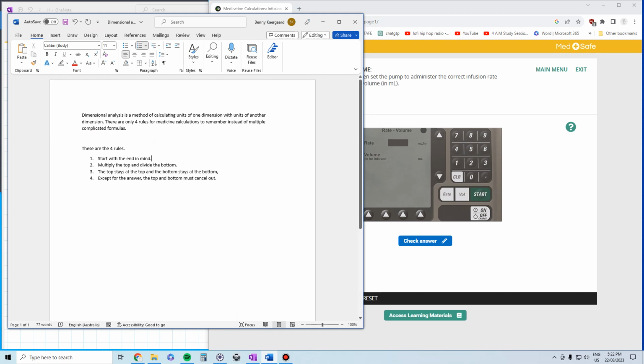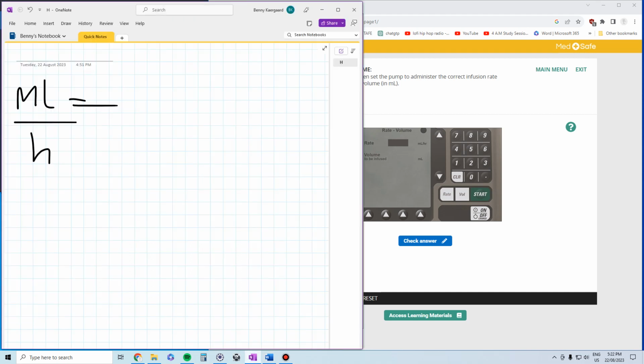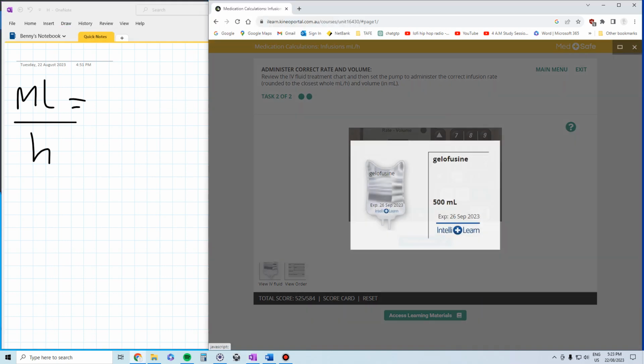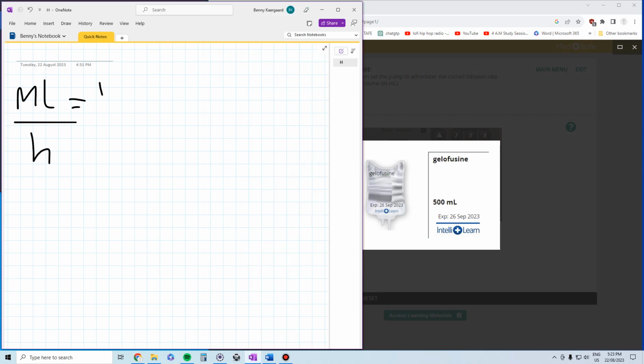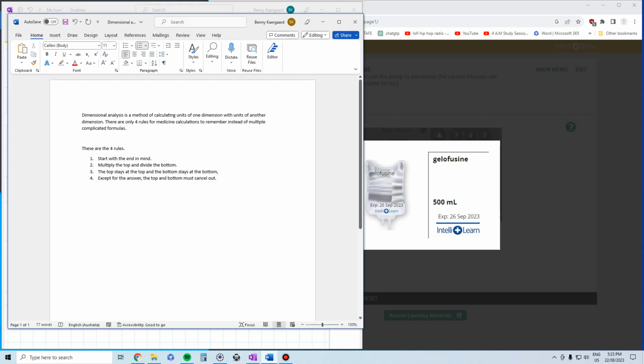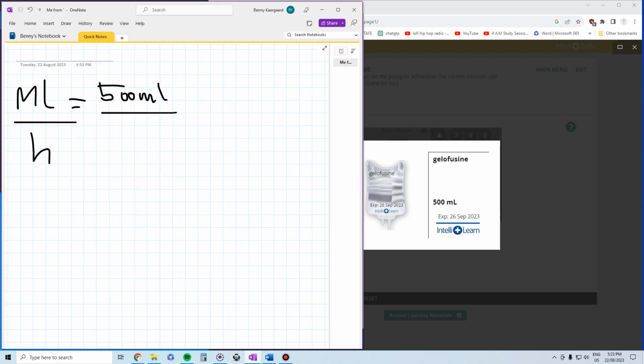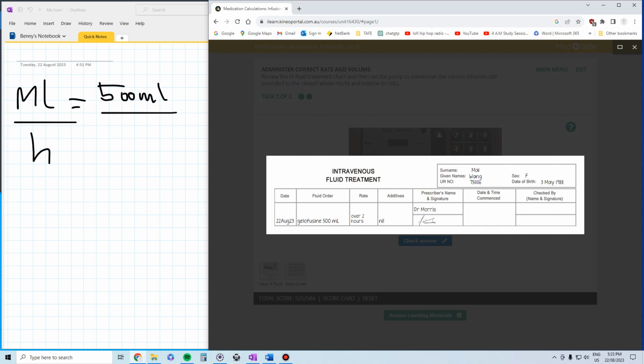Multiply the top and divide the bottom. Show you that in a second. The top stays at the top, the bottom stays at the bottom. So if we've got milliliters at the top here, it's going to stay at the top over here as well. Here we've got 500 milliliters, 100 milliliters, and the top stays at the top, and the bottom stays at the bottom. So we've got hours at the bottom over 2 hours.